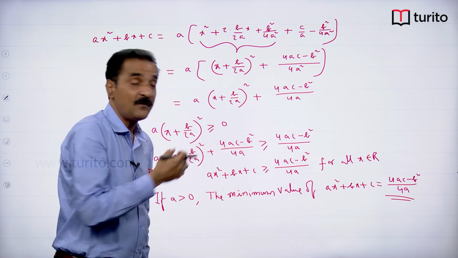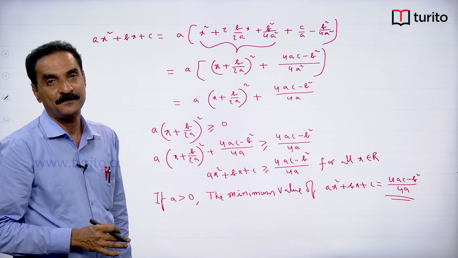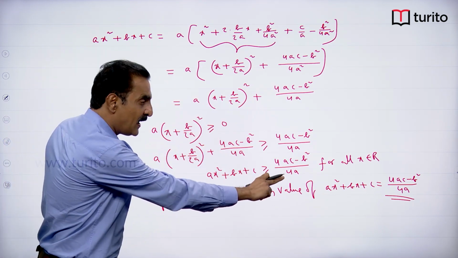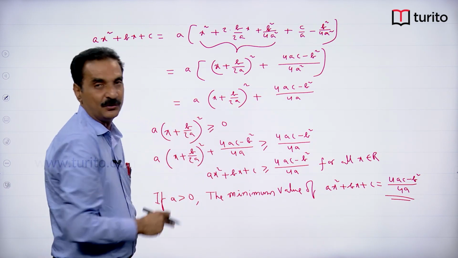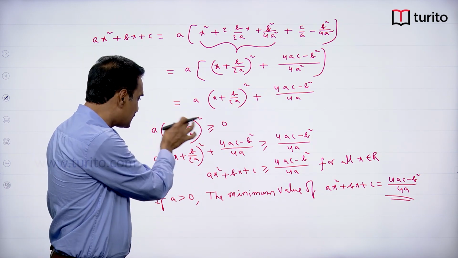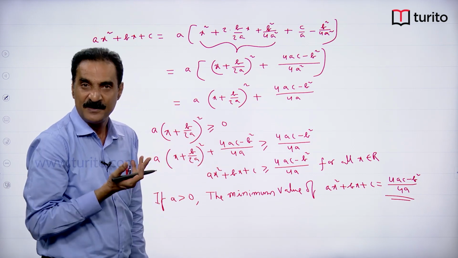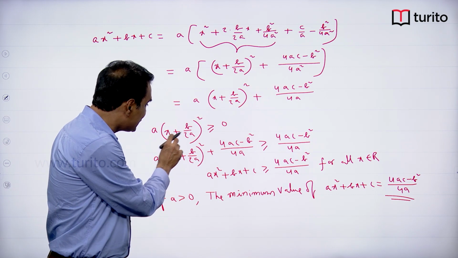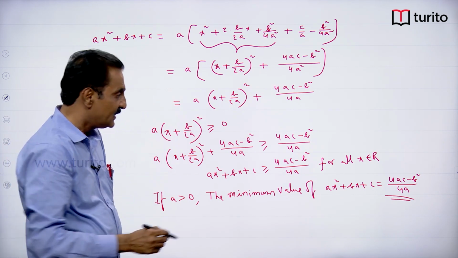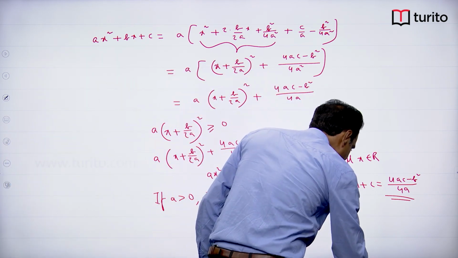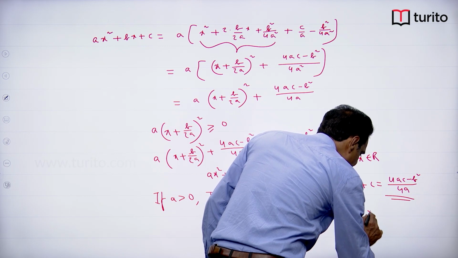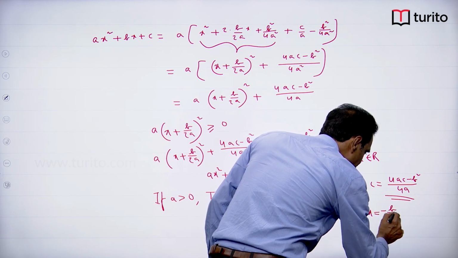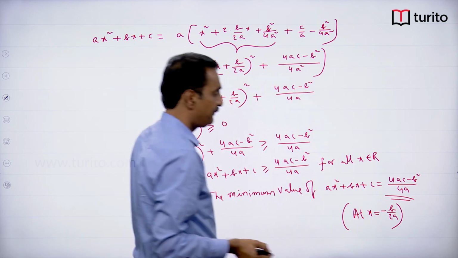And for what value of x the minimum value occurs? The minimum value occurs when this is equal to 0, because this x whole square must be equal to 0, that is the minimum value. When is this equal to 0? When x is equal to minus b by 2a. So, this minimum value occurs at x is equal to minus b by 2a.